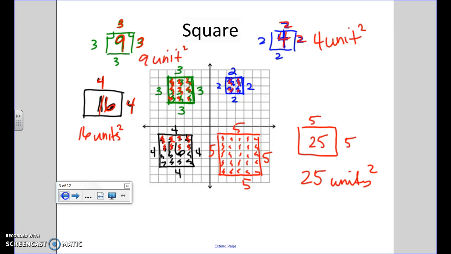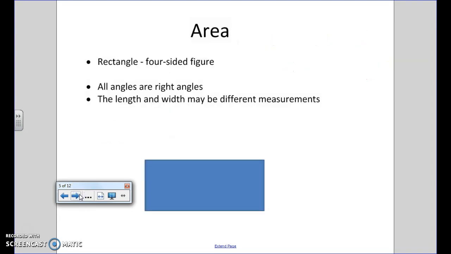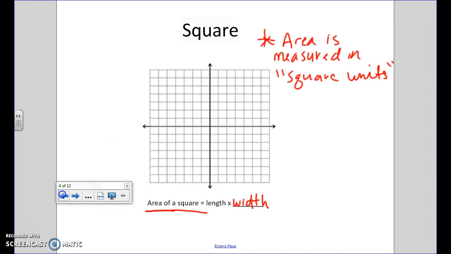Okay, and so when we label our answer, we need to label it in square units because that represents area. And a good way to remember that is you can see that the area is divided into squares. Okay, so importantly though, we found the pattern that the area of a square is length times width.